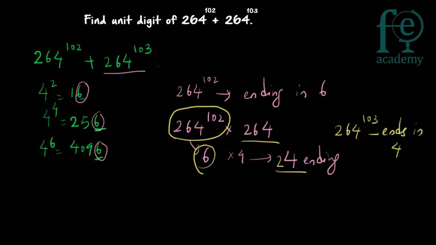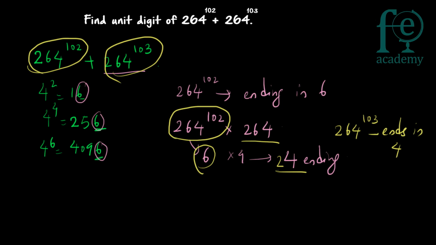So this is how you can find out the units digit. You have to find out the units digit of each term, 264 raised to 102 added with 264 raised to 103. So you have to find out the unit digit in 264 raised to 102 and the unit digit in 264 raised to 103. You have to systematically analyze the numbers given. That way you have to work out and see.